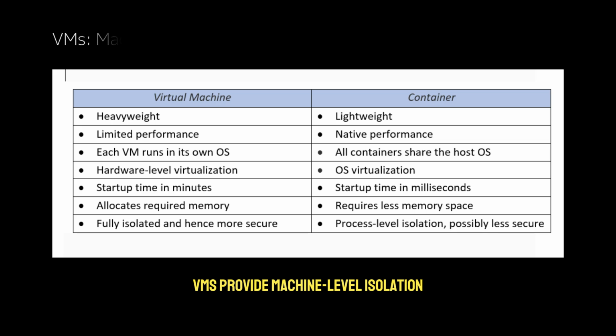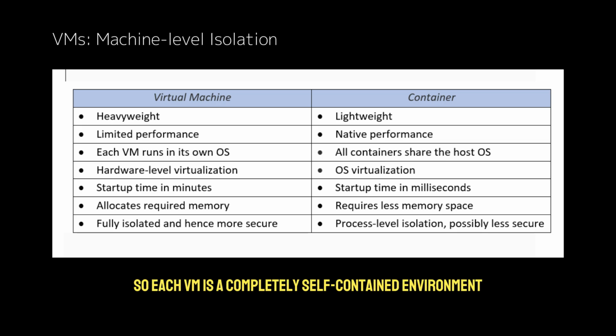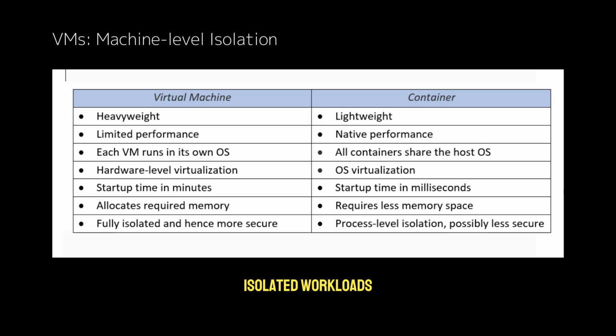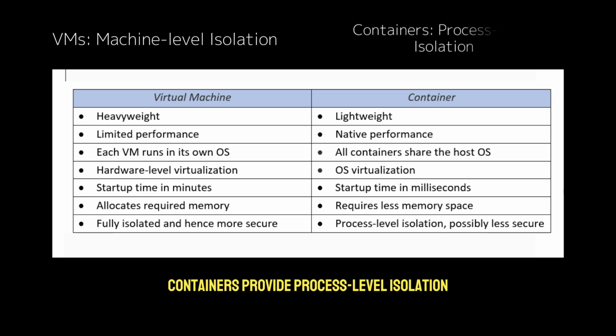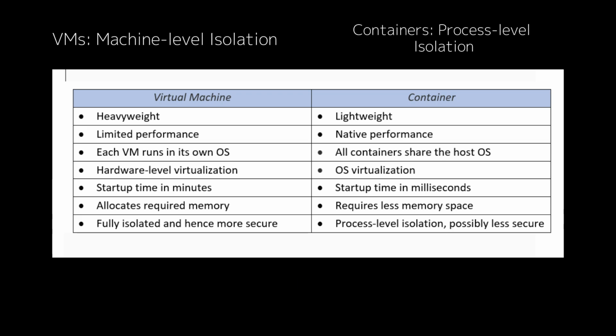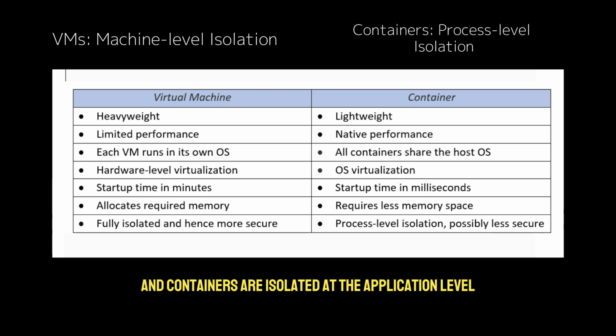VMs provide machine-level isolation. So each VM is a completely self-contained environment with its own operating system and kernel. And this is what makes VMs ideal for highly secure and isolated workloads. Containers provide process-level isolation. They share the host system's kernel but use namespaces to keep processes separate. And containers are isolated at the application level rather than the machine level, which is why they're more lightweight.